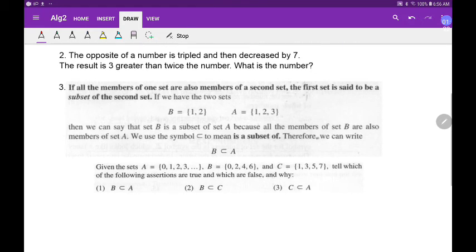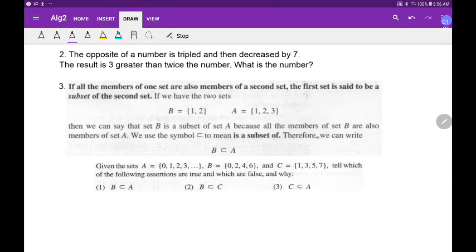The opposite of a number is tripled and then decreased by 7. Well, the opposite of a number is a negative number, and it's tripled. So we'll multiply by 3. I suppose I should just write negative 3x. And then decreased by 7, and the result is 3 greater, but I don't want it to be 3 greater. So then I'm going to add 3 to the other side, then twice the number. Okay, and you can solve for x.